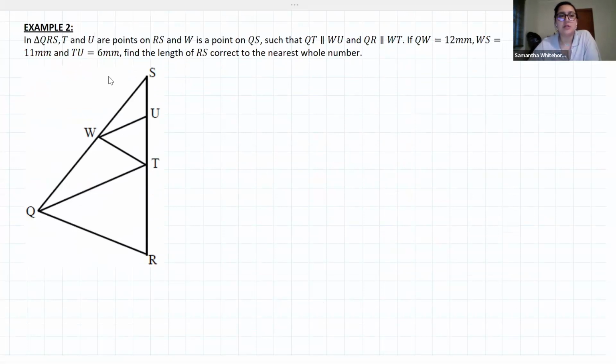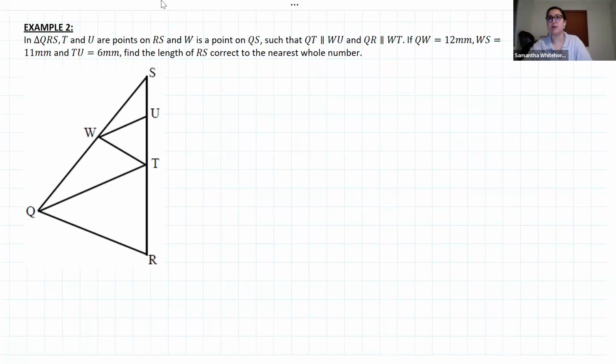So in triangle QRS, which is the big triangle that we have here, T and U are points on RS, and W is a point on QS, such that QT is parallel to WU and QR parallel to WT. If QW is equal to 12 millimeters, WF 11 millimeters, and TU 6 millimeters, find the length of RS correct to the nearest whole number.